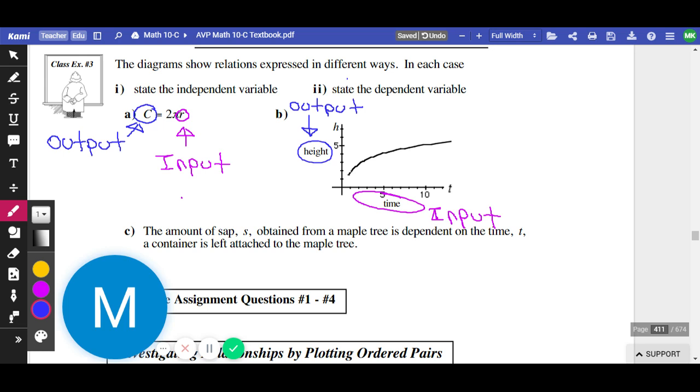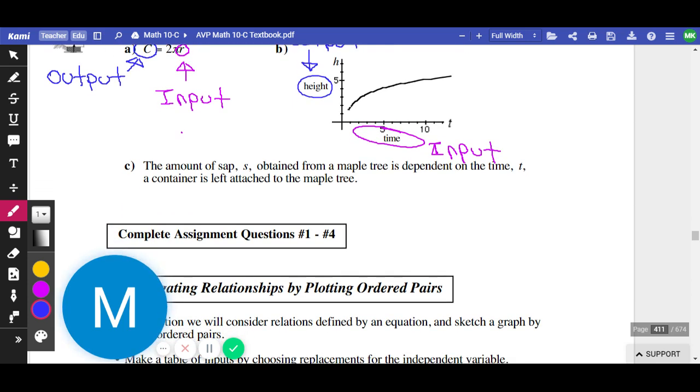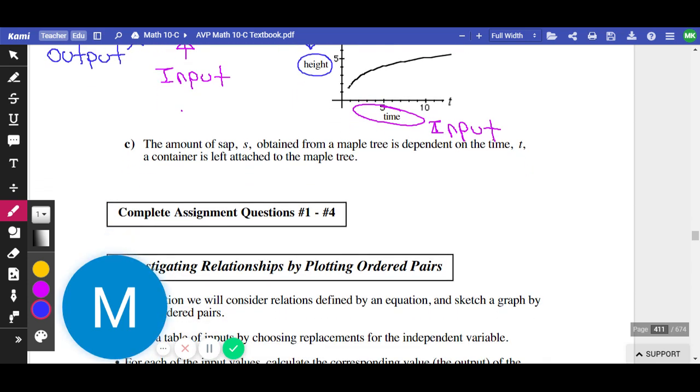Again, input means independent, output means dependent. So those words can be interchanged and it would still make sense. Awesome. This last one, C, is written in words. So it says the amount of sap, S, obtained from a maple tree is dependent on the time, T, a container is left attached to the maple tree.